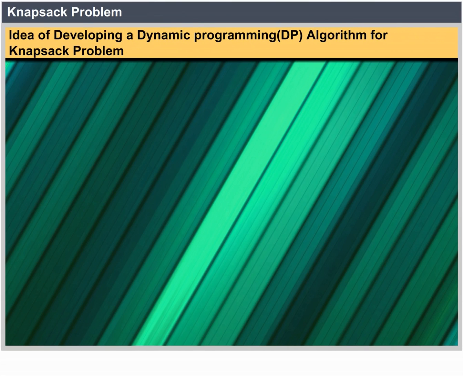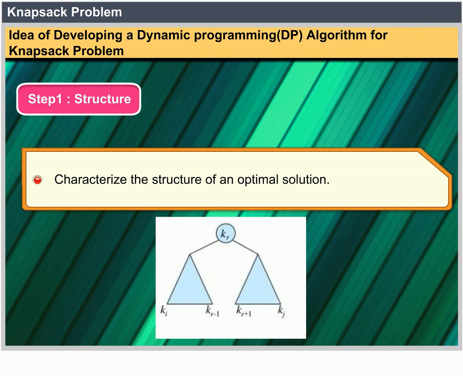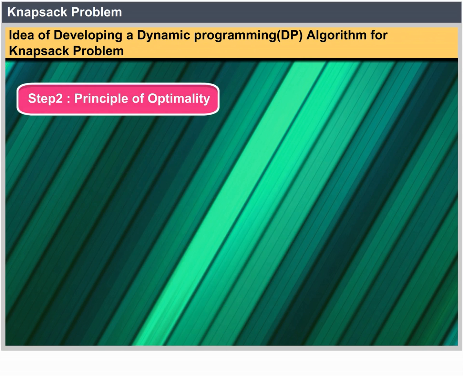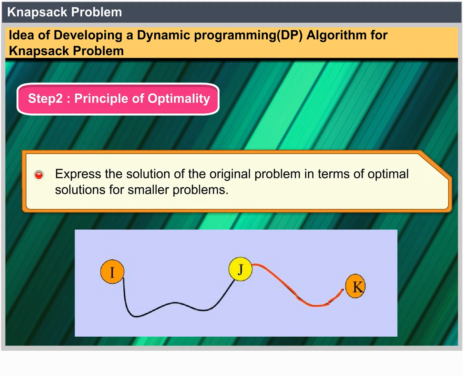Idea of developing a dynamic programming (DP) algorithm for the knapsack problem. Step 1, structure: characterize the structure of an optimal solution. Decompose the problem into smaller problems, and find a relation between the structure of the optimal solution for the original problem and the solutions for the smaller problems. Step 2, principle of optimality: recursively define the value of an optimal solution. Express the solution of the original problem in terms of optimal solutions for smaller problems.